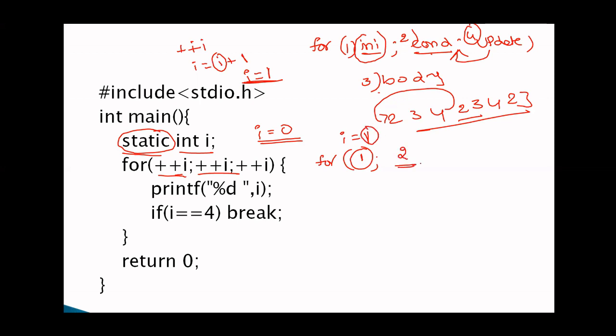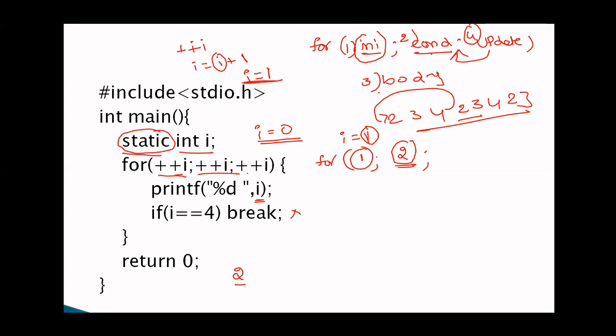Is the condition true or false? 100% the condition is true. Why? Because 2 is a non-zero number. A non-zero number means true. So the condition is true. If the condition is true, we enter into the body. In the body of the loop, the first statement is printf %d, so 2 is printed on the screen. Next statement: if i is equal to 4, break. Now the i value is 2, so the break condition is not satisfied. So the body of the for loop is completed.